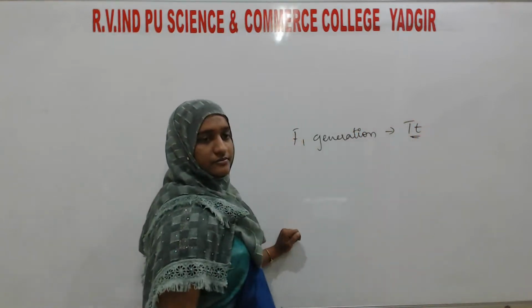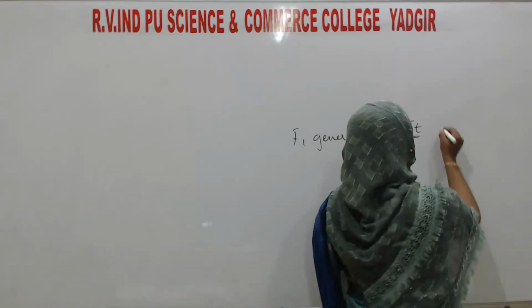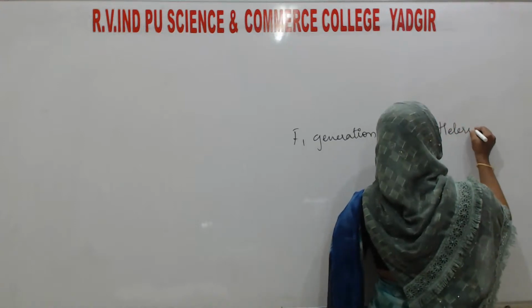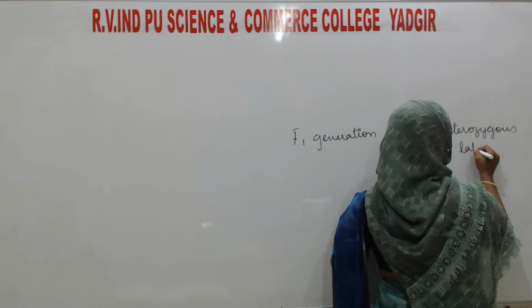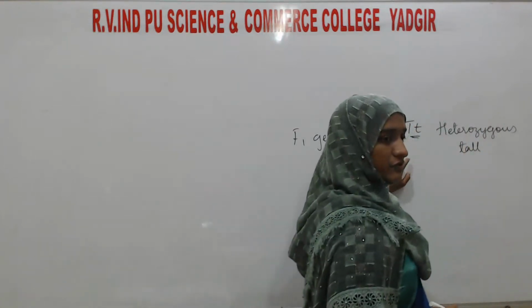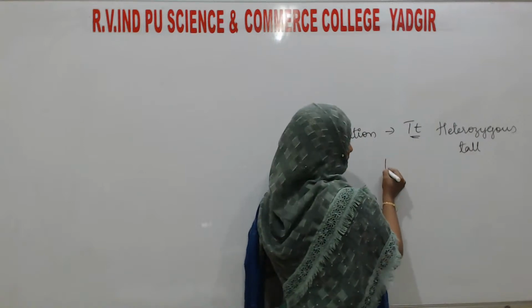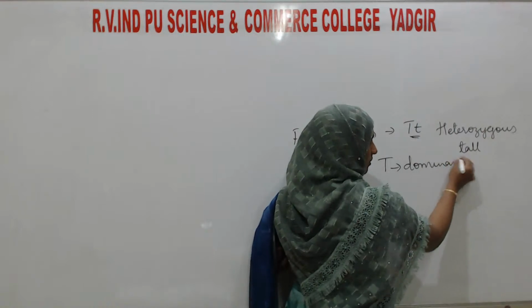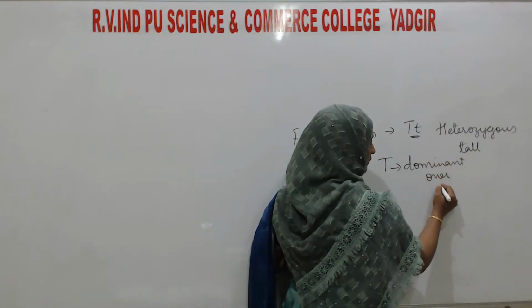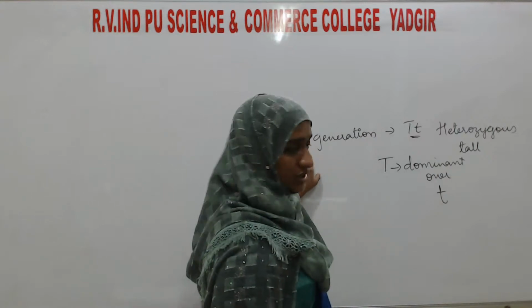This clot. What is that? That it is the heterozygous clot. Okay, so here the capital T is the dominant. Capital T is dominant over what? Dominant over this small t. This one we got in the F1 generation.